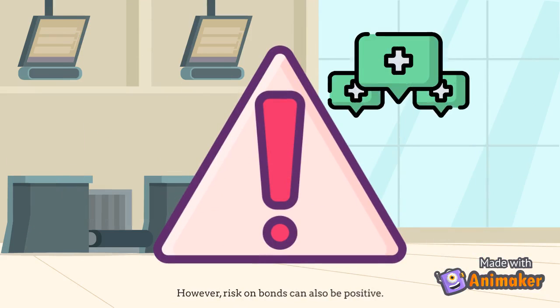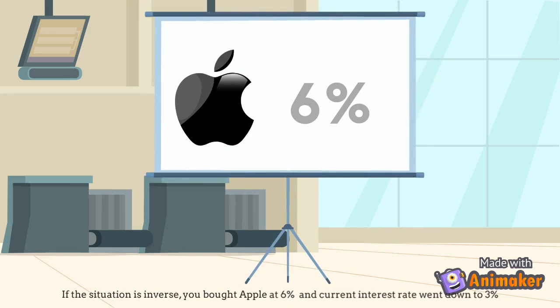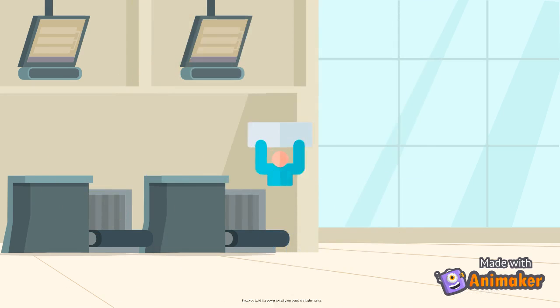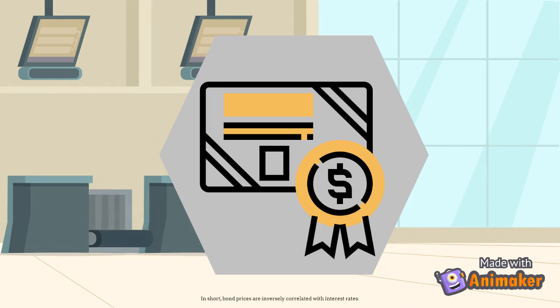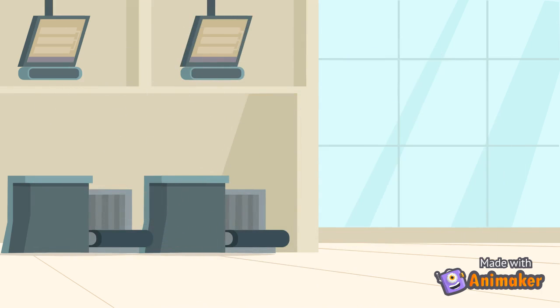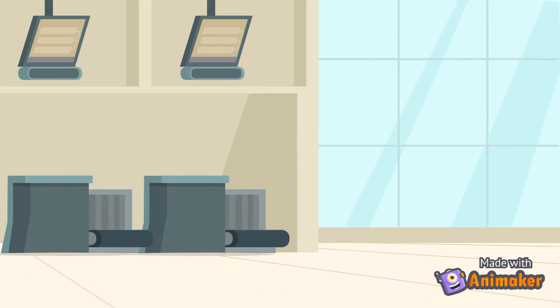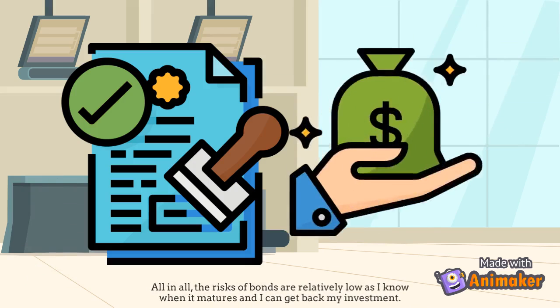However, risk on bonds can also be positive. If the situation is inverse, you bought Apple at 6% and the current interest rate went down to 3%, now you hold the power to sell your bond at a higher price. In short, bond prices are inversely correlated with interest rates. When interest rates go up, bond prices fall and vice versa. All in all, the risks of bonds are relatively low as I know when it matures and I can get back my investment.